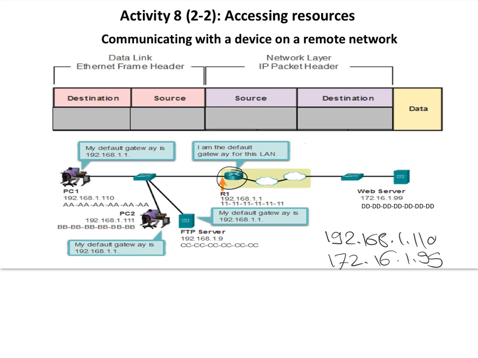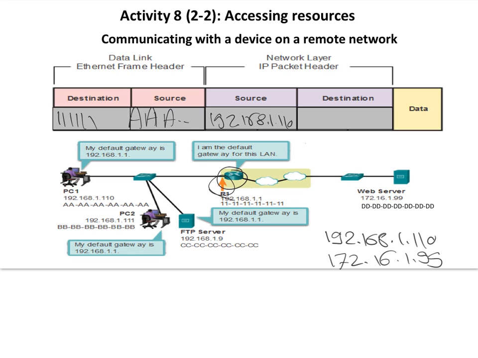Just think a little bit, and then we'll see. So what is the answer? So destination physical address? All ones, right? Which is the physical address of the default gateway. The source, what is the source physical address? All A's. What is the source logical address? It's 192.168.1.110. What is the destination logical address?